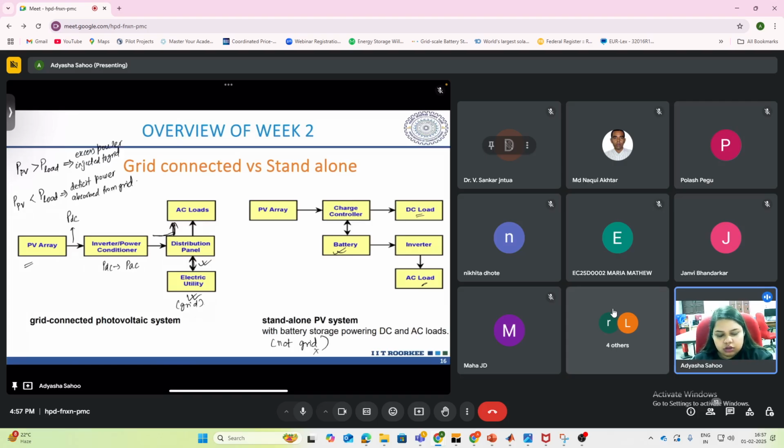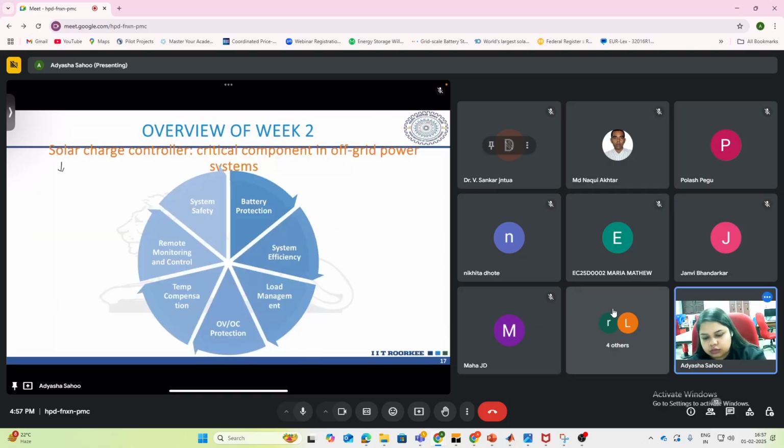So the solar charge controller will basically monitor the health of the load, or basically the complete off-grid system. And if there are any issues, then it will basically disconnect those systems.